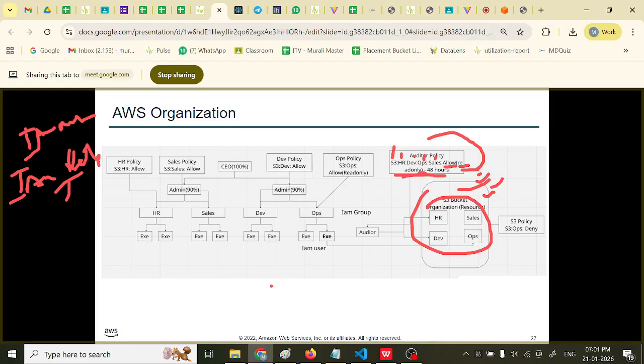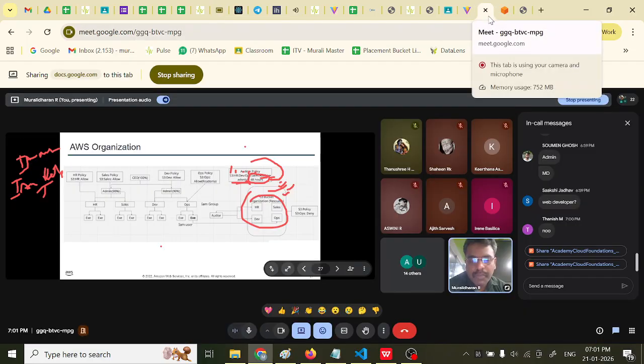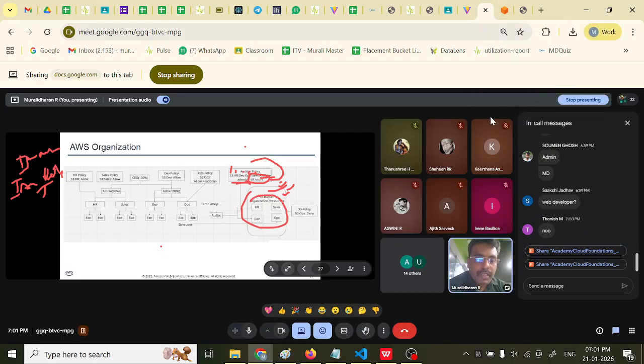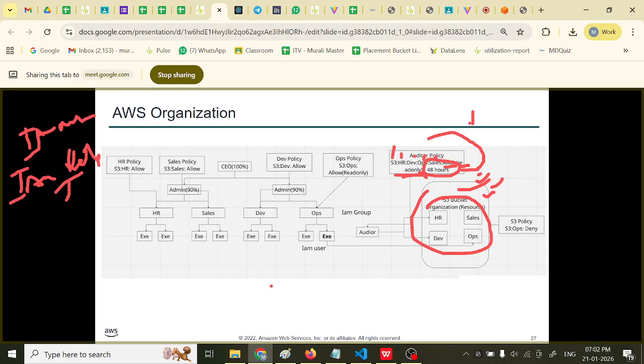And that too we set to 48 hours. 48 hours means only 2 days he is able to access the files. After that he cannot access it, because if we give access then he will do something. Correct? So we are giving a timeline within 48 hours. Monday morning 9 o'clock he is coming for auditing. We gave access. Wednesday morning 9 o'clock, the access will be revoked. So that is called temporary permission, which is called IAM role.